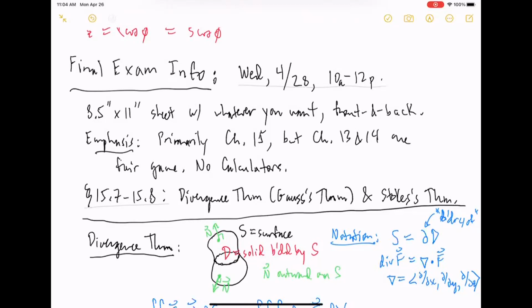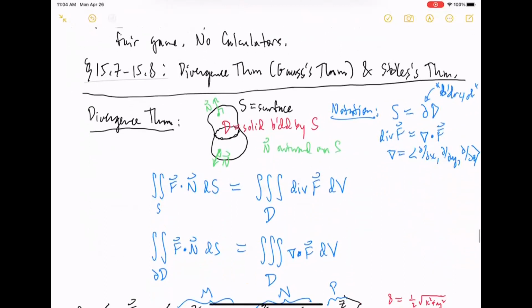Because remember, Gauss's theorem says, oops, I have to be over here to do this. Gauss's theorem says that if you start with a closed surface, that is a surface which encloses a solid, with an outward oriented normal, and D is the solid bounded by S, then the surface integral for a vector field over that surface is given by the triple integral over the inside of the divergence of that vector field. That is pure gold, believe me.